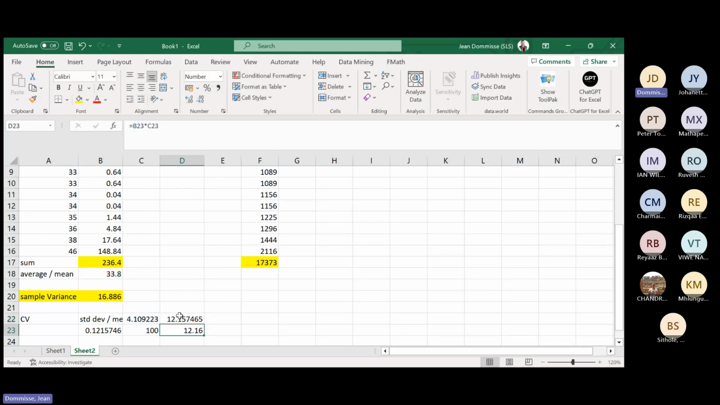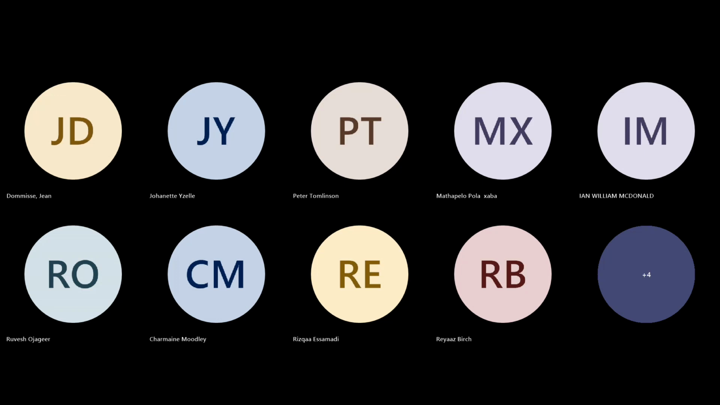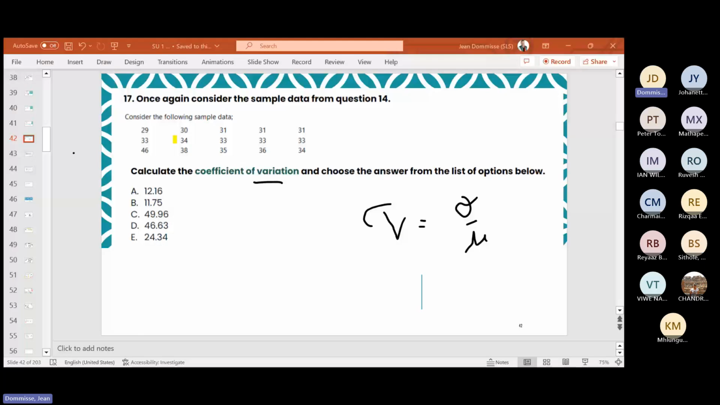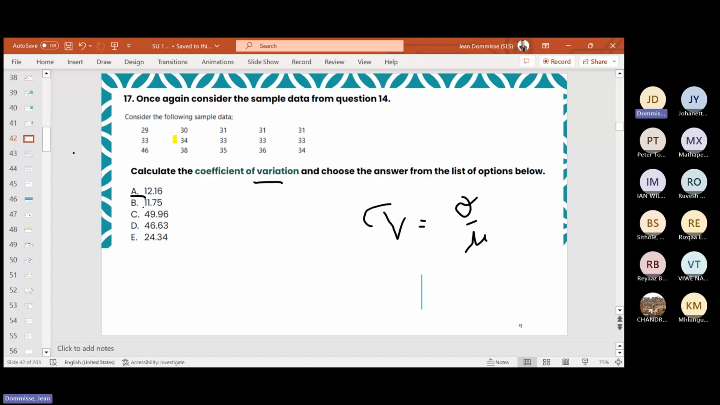Okay, so 12.16. So if we go to the presentation again, and if we look at it, it is 12.16. If again you used the population, your answer would have been 11.75. So again, be very careful between the two. If you use population, it would have been 11.75, but they tell us it's sample data.